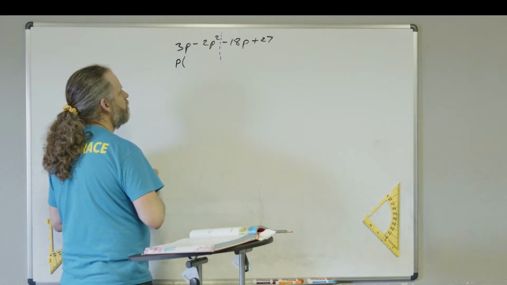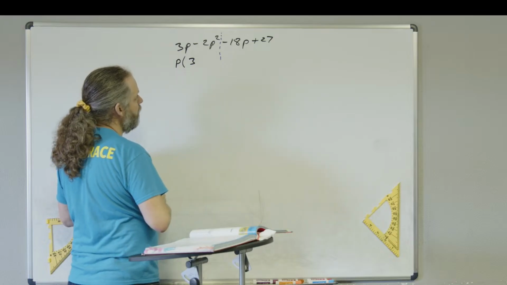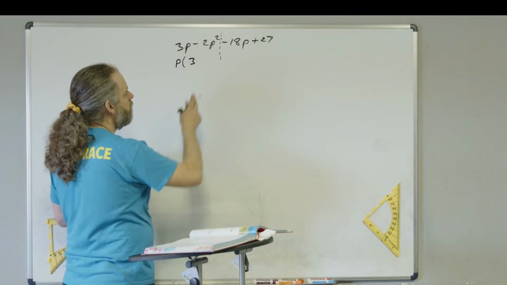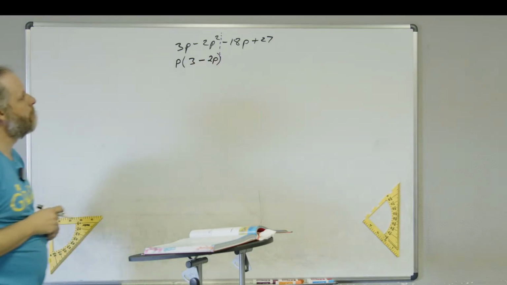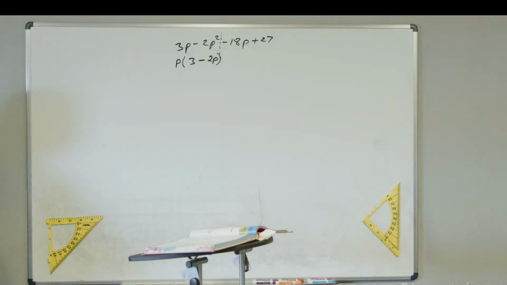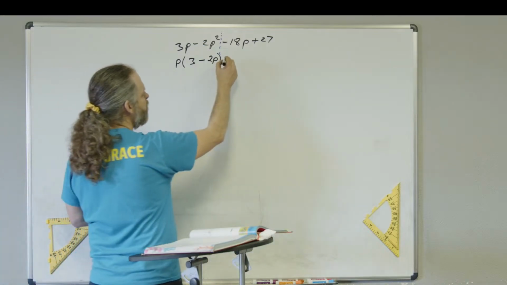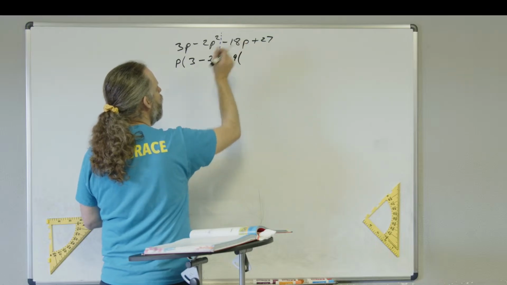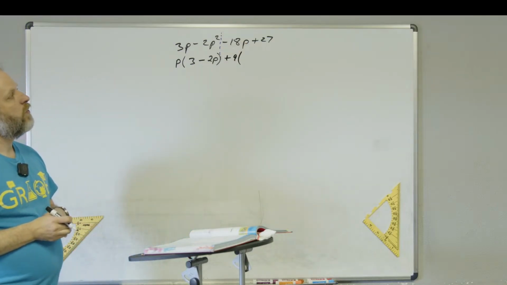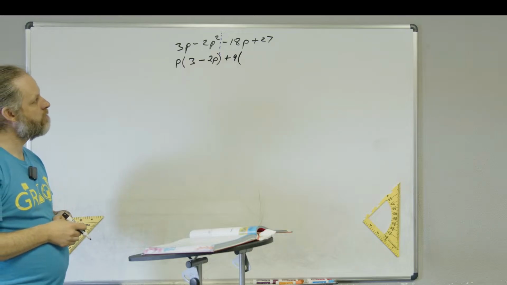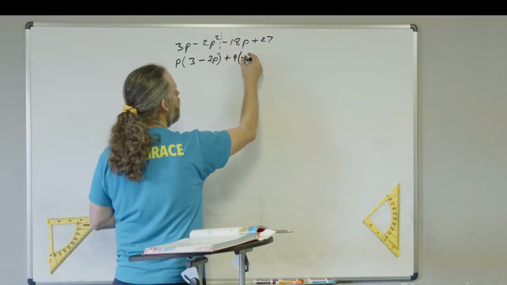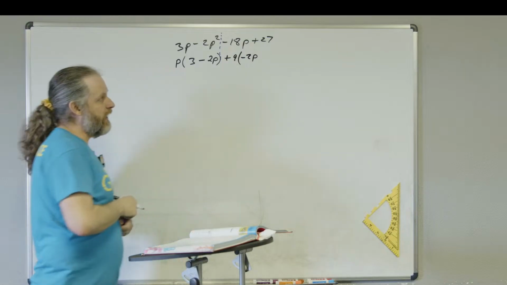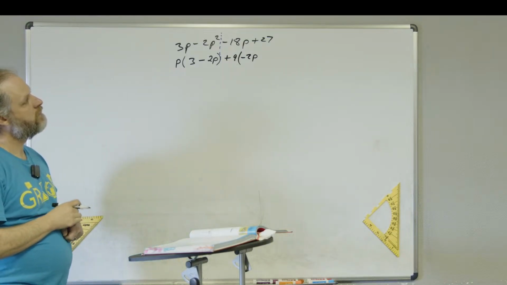What's left on the first one? And on the second one? 2p. Negative 2p, right? Yeah. Now what do we need to do on the second one? 9. Take out a 9. Okay. What's left on the first one? Negative 2p. What's left on the next one? 3.